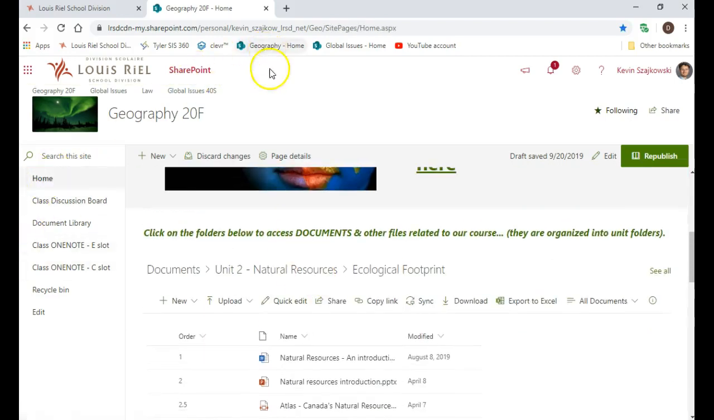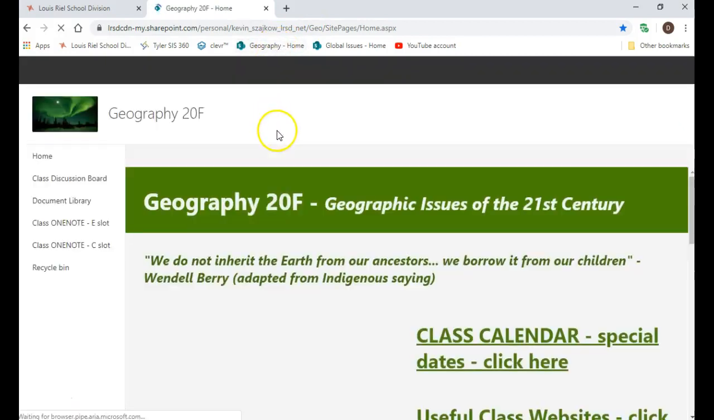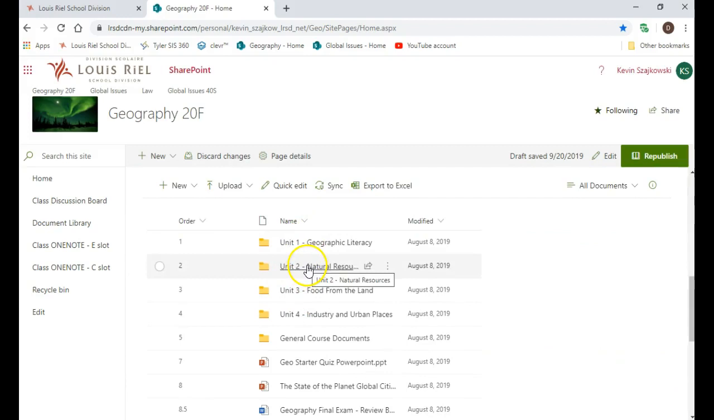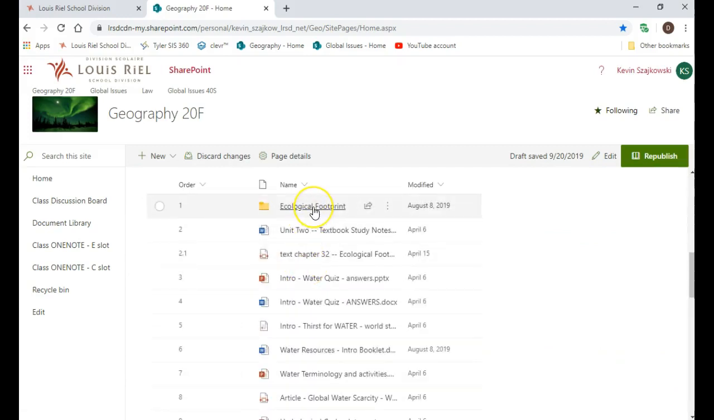Actually, I'm going to go back to the main website. We'll start from that. Well, let's see if we can do it this way. Okay, so the main website, we're working in Unit 2, and we're working mostly in the ecological footprint folder, which you have to click into after getting to Unit 2 stuff.